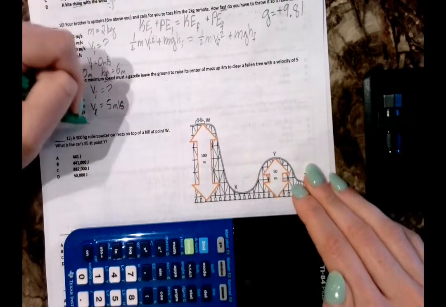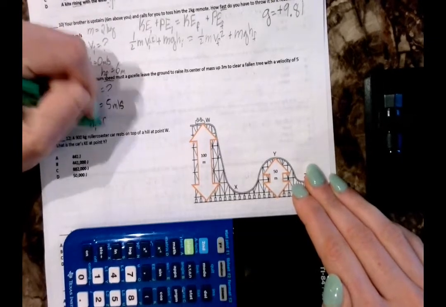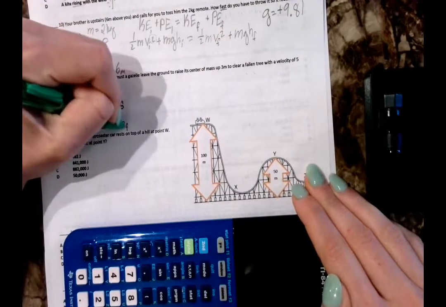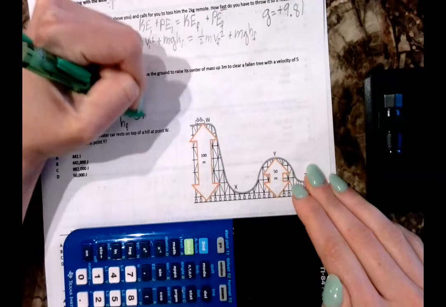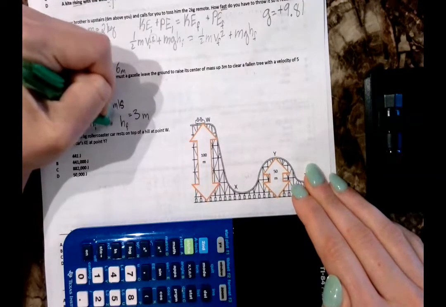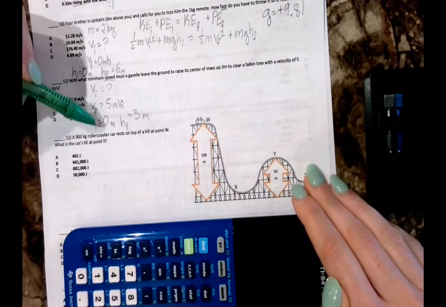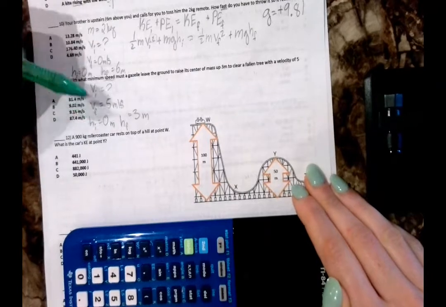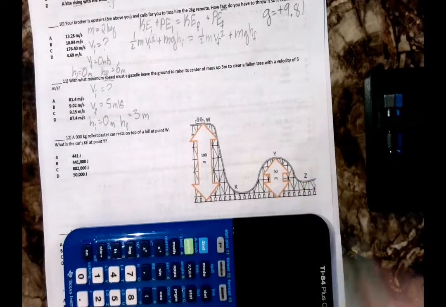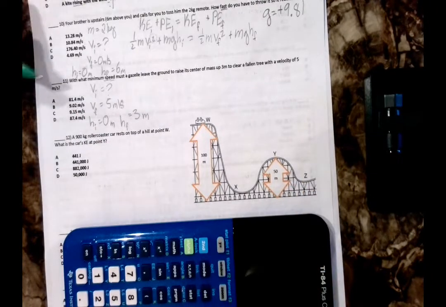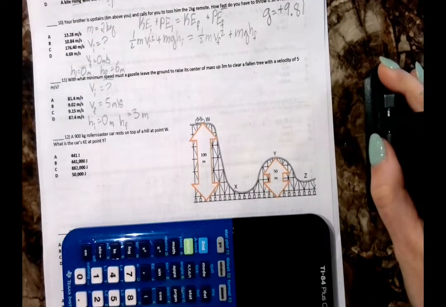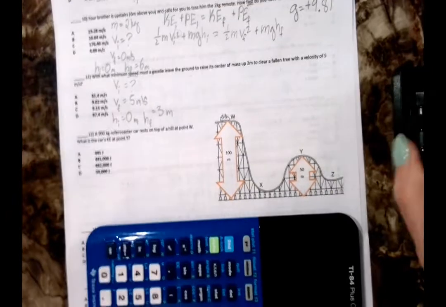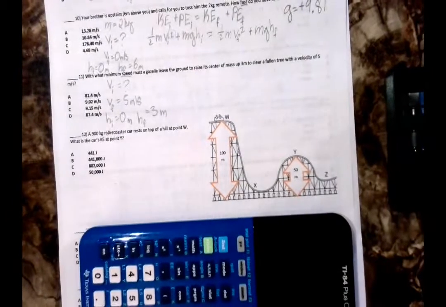So I'm going to say our initial height, HI, is 0. And we're going to call HF 3 meters. Because again, it doesn't matter where we start, it just matters that from our starting point, we go up 3 more meters. Now, this problem doesn't necessarily look like it initially, but this is actually another conservation of energy problem.